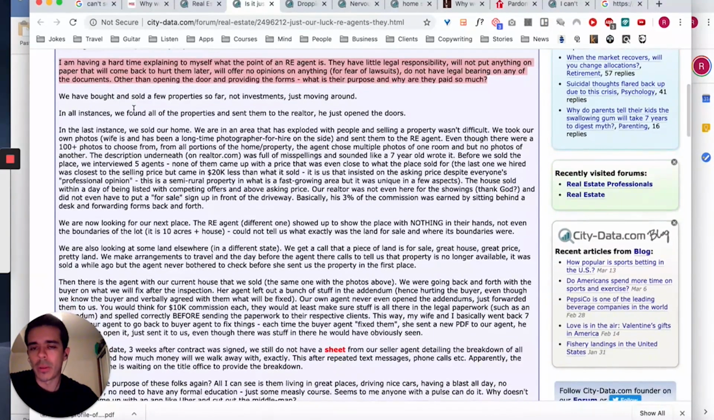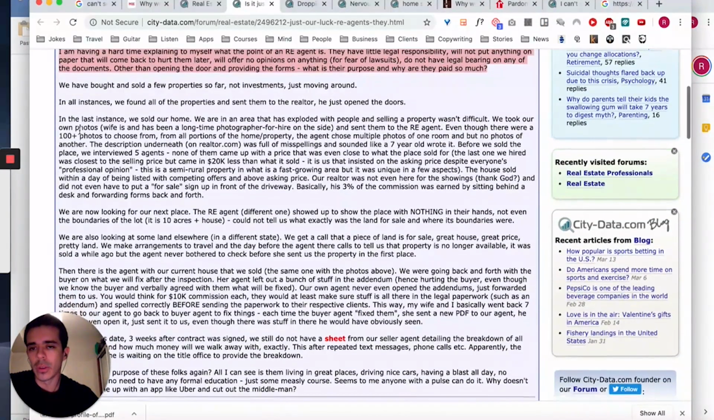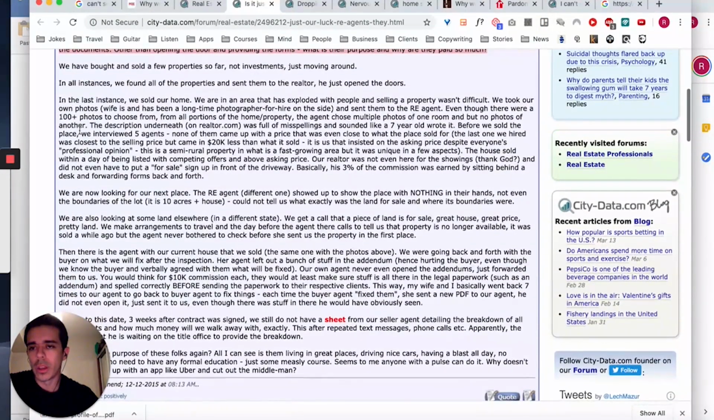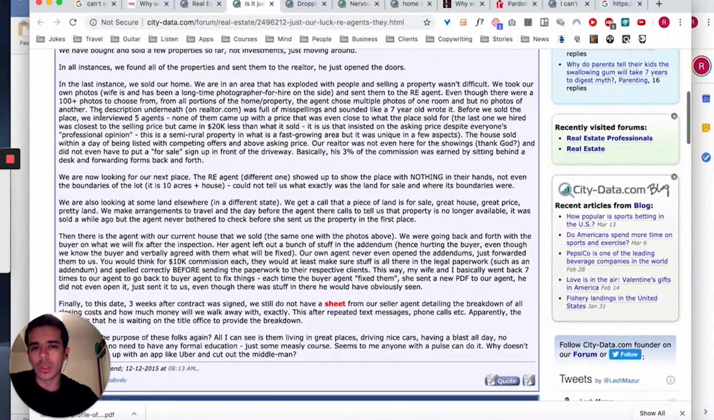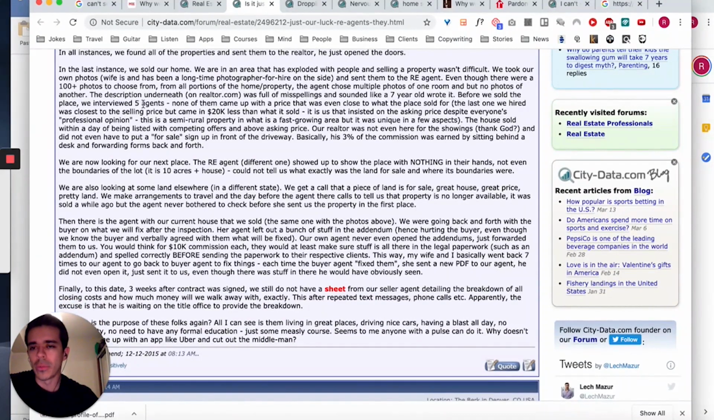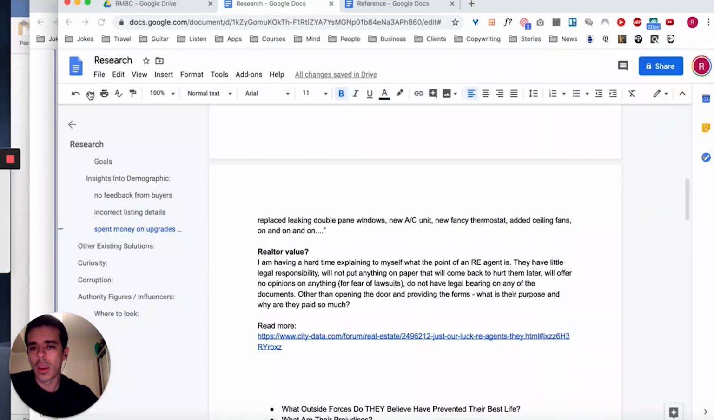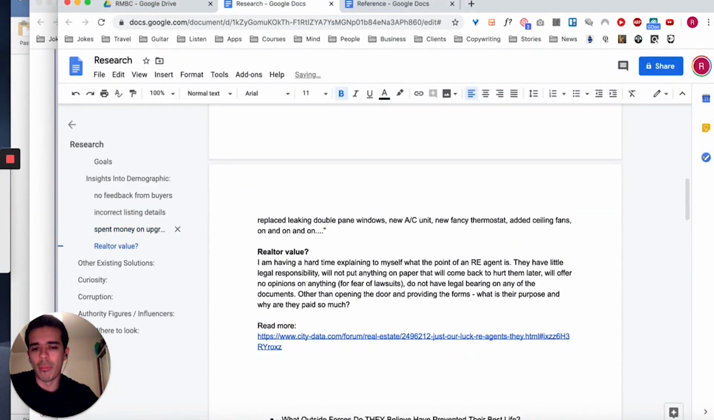We have bought and sold a few properties so far, not investments, just moving around. For instance, we found the property and sent to the realtor. He just opened the doors. In the last instance, we sold our home. We were in the area that exploded with people, and selling the property wasn't difficult. We took our own photos, sent them to the real estate agent. Even though there were 100 plus photos to choose from, the agent chose multiple photos of the room, photos of another. Description underneath. Okay, so right there is another one, right? I guess that would fall under almost like bad marketing.